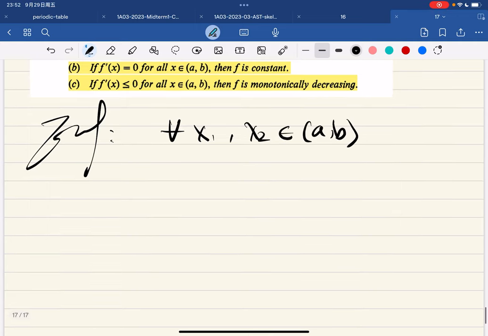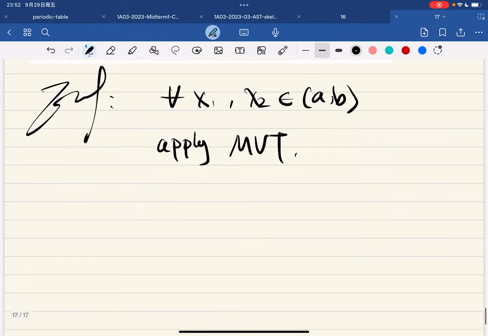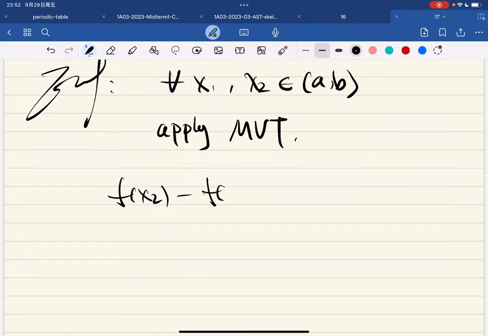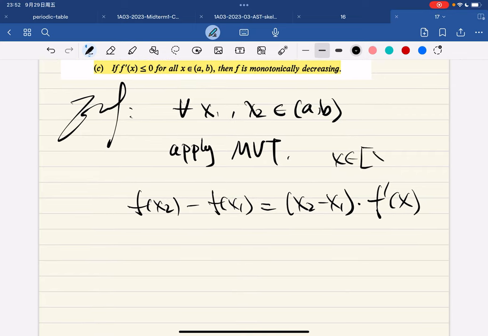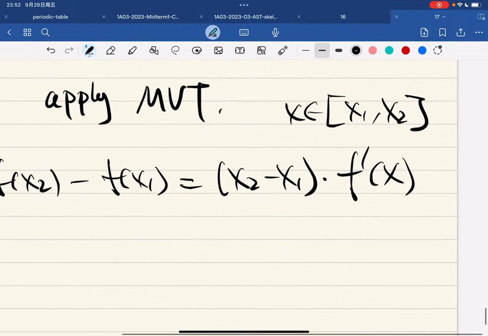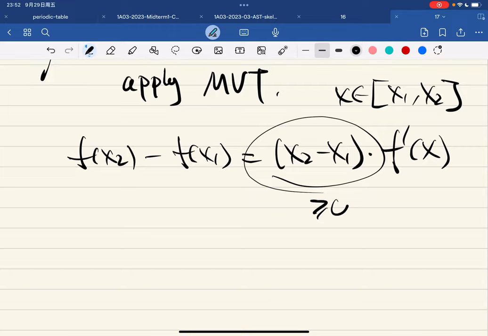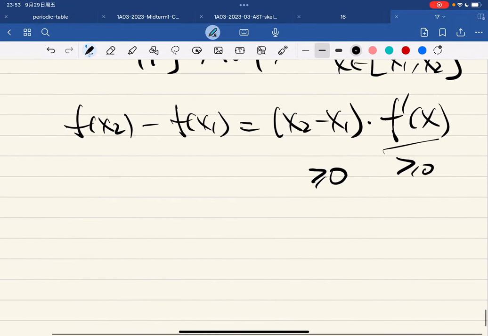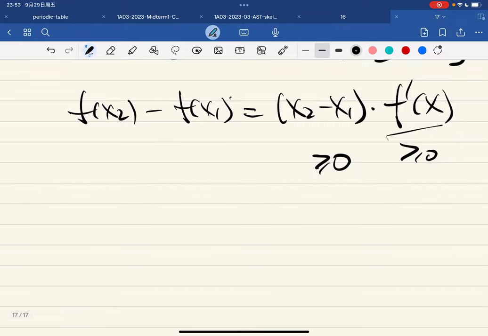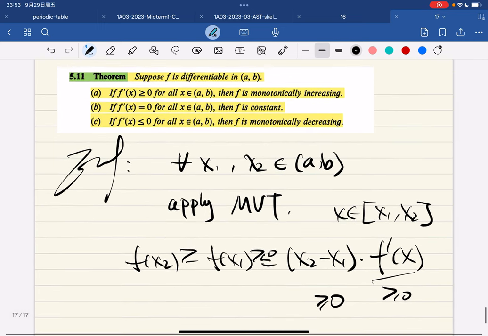for any two points, we apply the mean value theorem. Then we have f of x2 minus f of x1 equals x2 minus x1 times f prime of x, for some x between x1 and x2, right? So now we know that x2 minus x1 is, of course, greater than or equal to 0, and f prime is greater than or equal to 0 by assumption. So their product is greater than or equal to 0, which means that f(x2) is greater than or equal to f(x1), which means that it's monotonically increasing. And part b, part c is similar. Yeah, we're done.